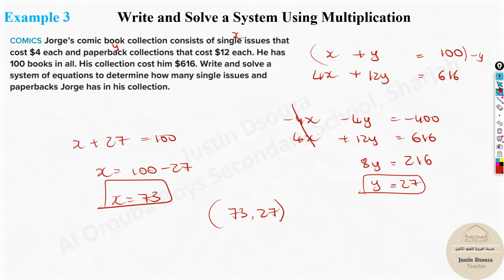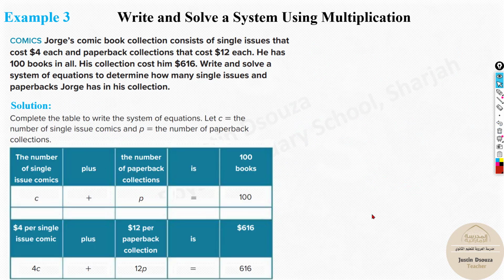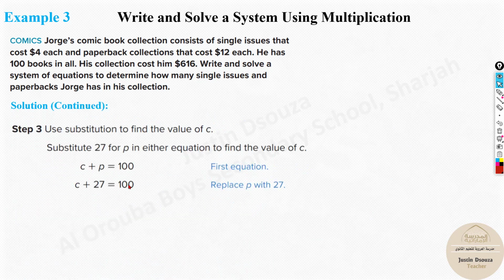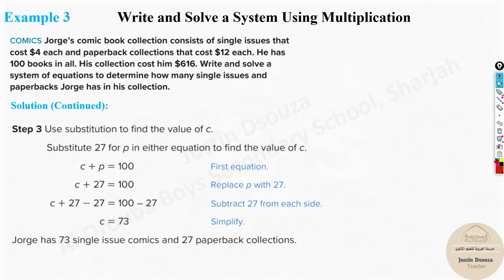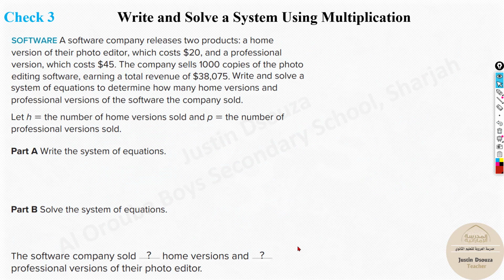Now we will look into the next problem. This is the method. See, over here they have just shown it in detail. Let's just look over here. They have written the equations, the same equations we got, and then solved one by one. And finally, the solution set was 73 single issue and 27 paperback issue. That's the correct answer. Now we have a check problem. This is the last problem in this lesson.